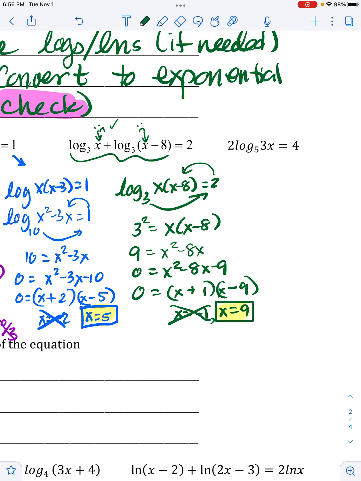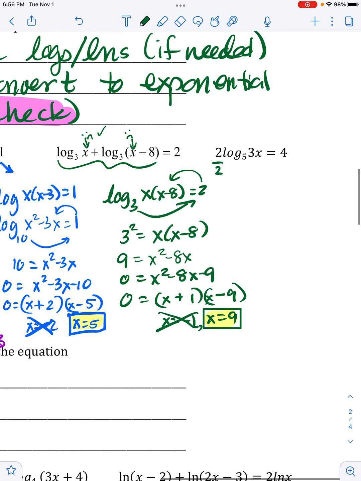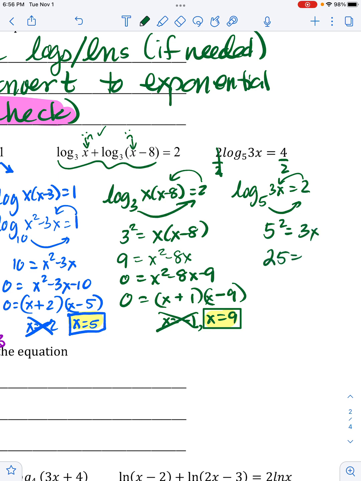And then this last one looks a little bit different. I don't really need to condense it, but I'm going to need to get rid of the 2. So I do that first. Now I have log base 5 of 3x equals 2. And I go ahead and do that log roll to rewrite it exponentially. So I have 25 equals 3x. Dividing by 3, I get x equals 25 thirds. And that's an exact value, so I just leave it. I don't really rewrite it as a decimal. I just let it be.